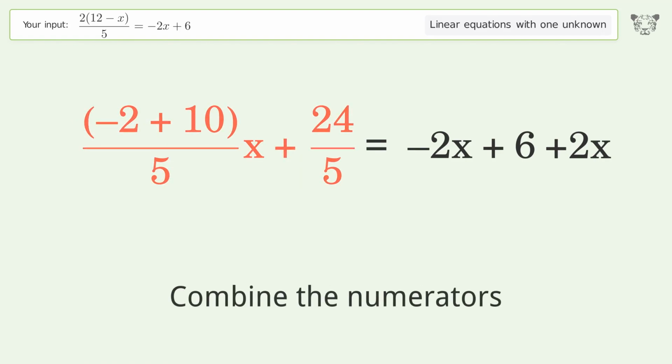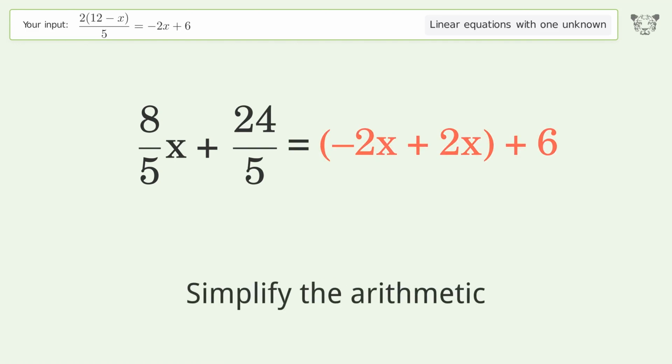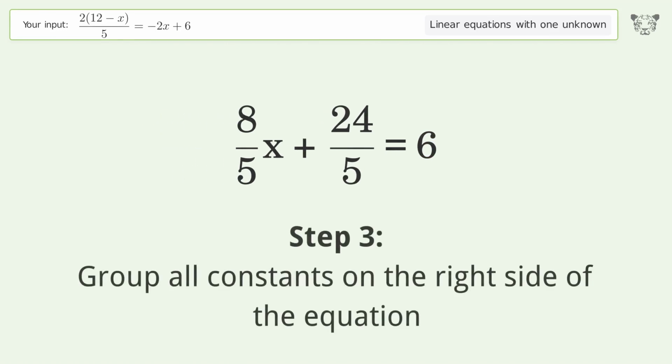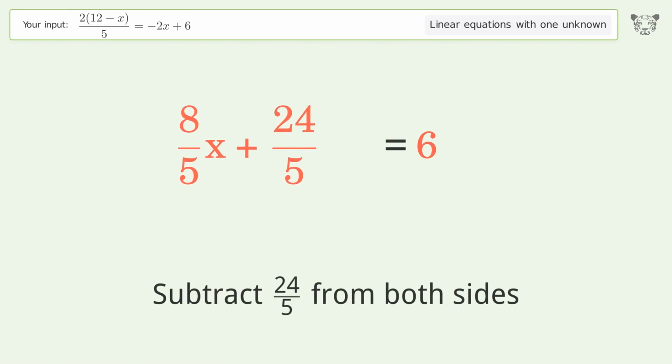Combine the numerators. Group like terms. Simplify the arithmetic. Group all constants on the right side of the equation. Subtract 24/5 from both sides.